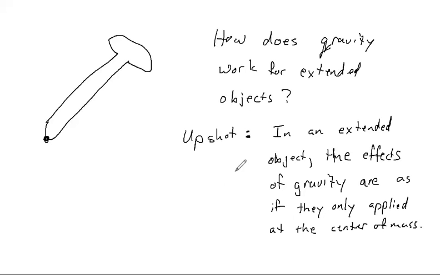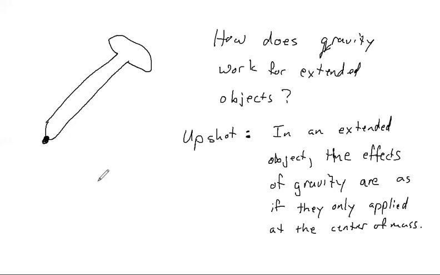That's the upshot. And I mean all the effects. So that means for torque purposes, but it also means for potential energy questions. The potential energy changes will follow the changes in the center of mass position. So when you have extended objects, the influence of gravity can be modeled as if it just applies at the center of the object. All right.